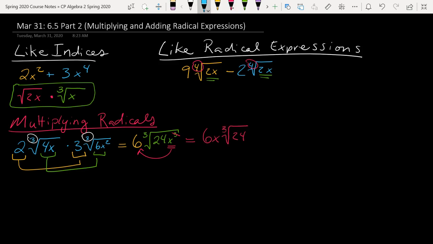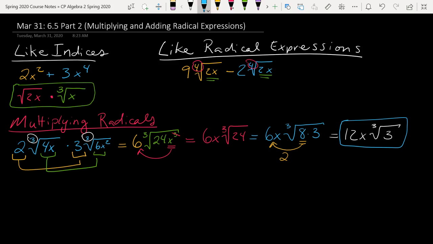Now we have only to ask ourselves, is there another perfect cube hiding inside the radical? Well, let's think of our perfect cubes. 1 is a perfect cube, 8 is a perfect cube, 27 is a perfect cube. Well, we've already stopped by 24, but 8 is a factor of 24, so we can actually rewrite this expression with 8 times 3 inside the radical. Now we have a perfect cube that we can pull out, and the cube root of 8 is 2, so it's 2 that goes outside. That leaves us with 12x on the outside of the radical, and 3 all alone on the inside. So here's the simplified version of that product, and it really just relies on us using the product property.